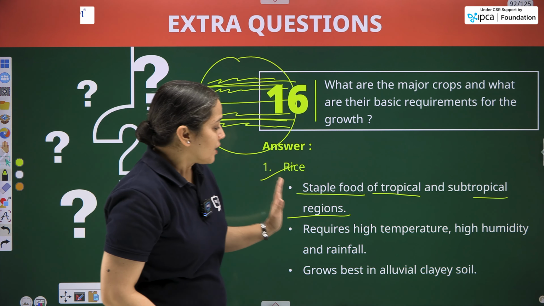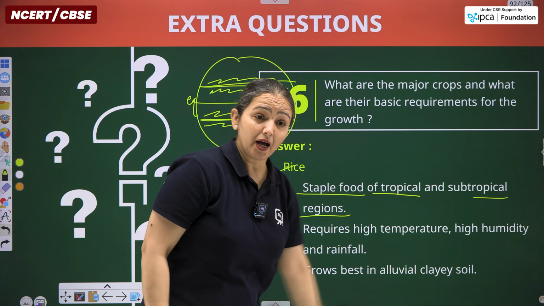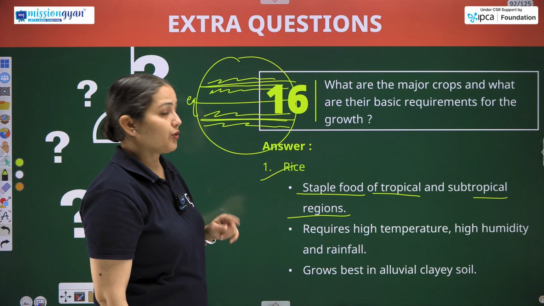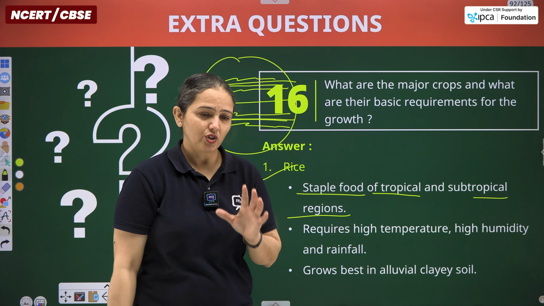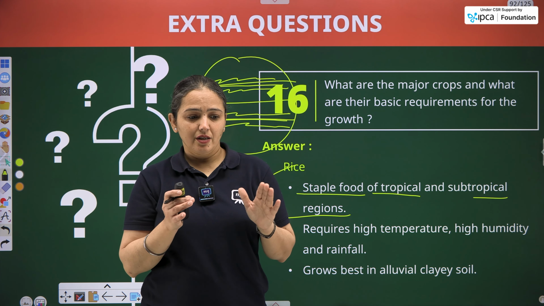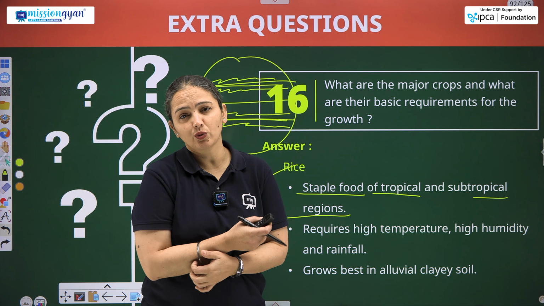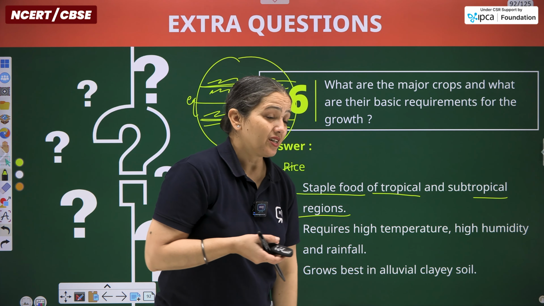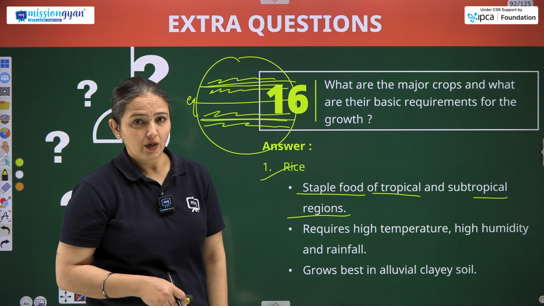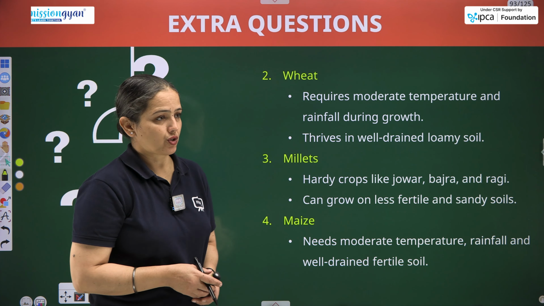Two points are remaining. Requires high temperature, high humidity and rainfall, not the heavy rainfall, remember, but it needs stranded water. Stranded water, the water that is or the farm that is filled with water for quite a duration, then grows best in alluvial clay soil. That is good for the cultivation of rice.